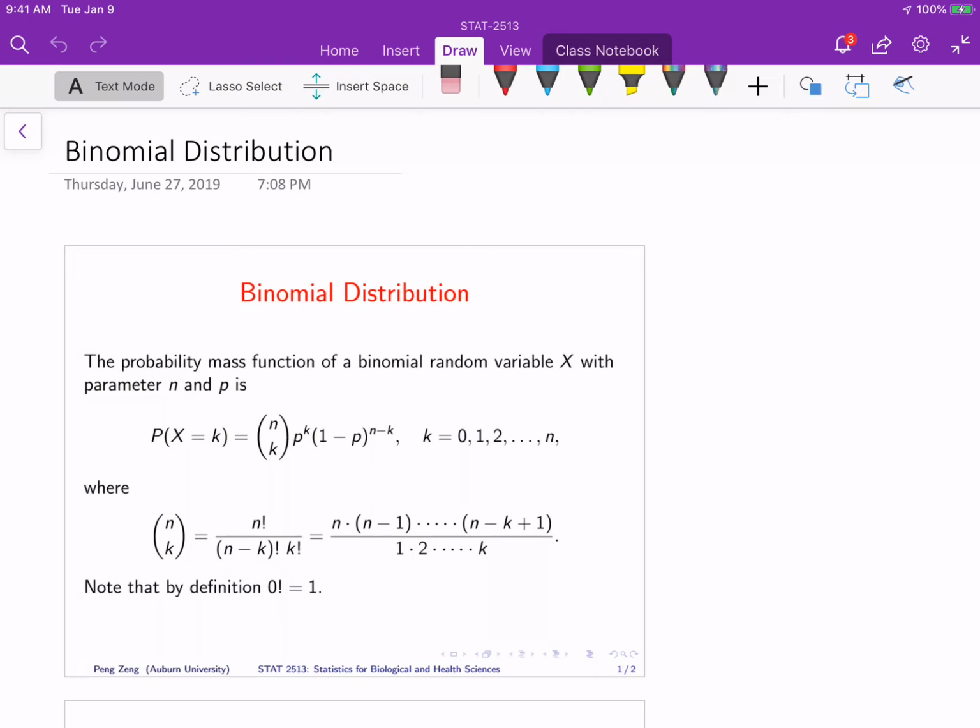I will use this video to explain how to calculate probability involving a binomial random variable. Okay, so let's look at here.